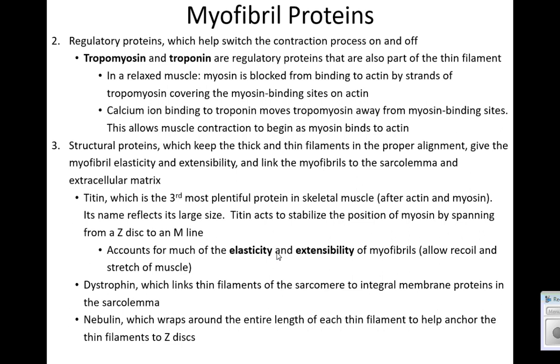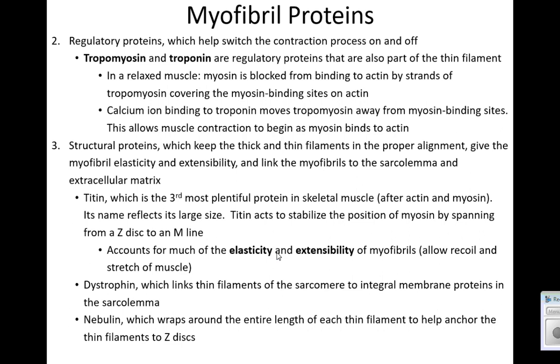It links thin filaments and sarcomere to integral membrane protein in the sarcolemma. You probably have heard of muscular dystrophy before. The most common form, Duchenne's muscular dystrophy, relates to an incorrect form of dystrophin. It causes muscle weakness and can even cause, not necessarily paralysis, but inability to contract muscles. Very debilitating disease, and really there's no cure for it. So it's a terrible, terrible disease.